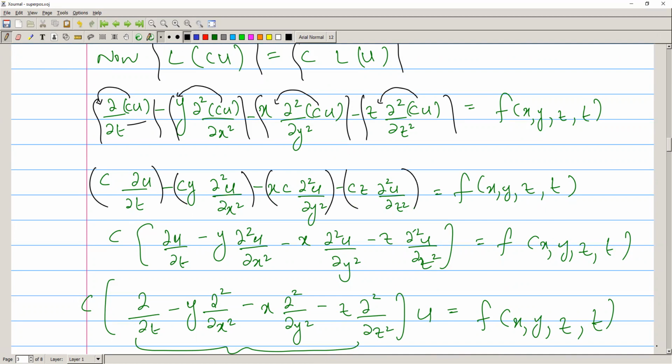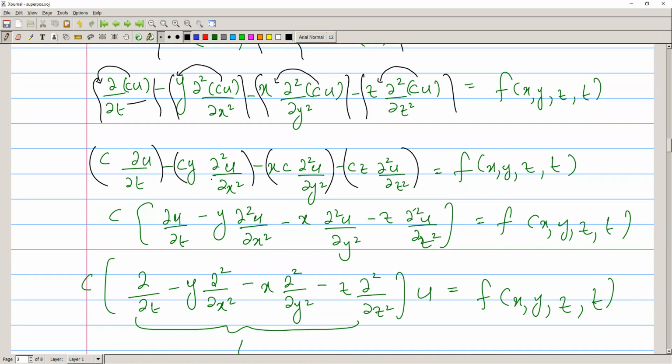Now we can take this C out, take C as common because C is common everywhere. So we're left with dou u over dou t minus y dou squared u over dou x squared, minus x times dou squared u over dou y squared, minus z times dou squared u over dou z squared, right?